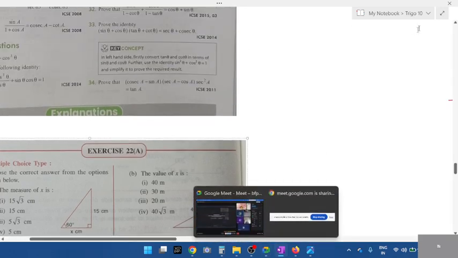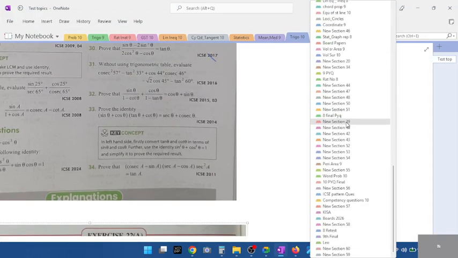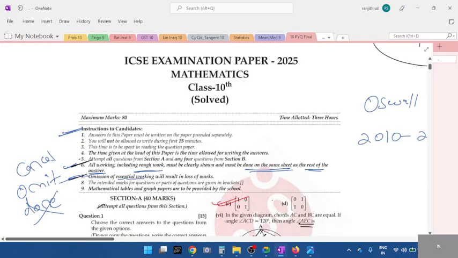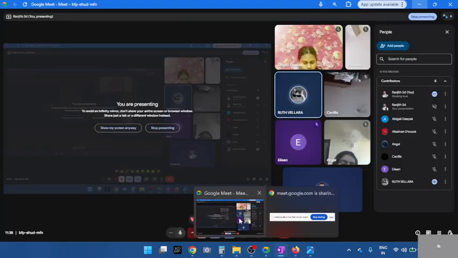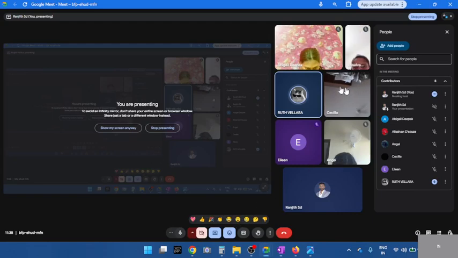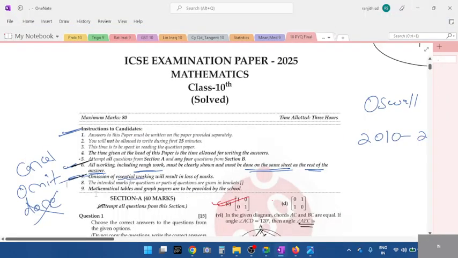Yeah, the trigonometry table. Yesterday I told you, you were absent, right? See, can you see these points? The last, ninth point. All of you, can you see the screen, students? Is it being shared? Okay, look at the ninth point here.